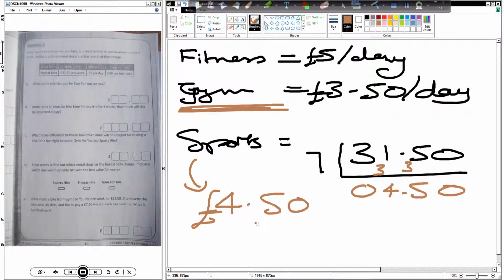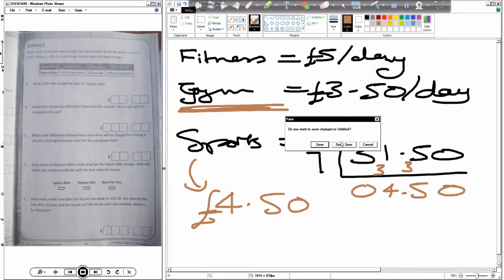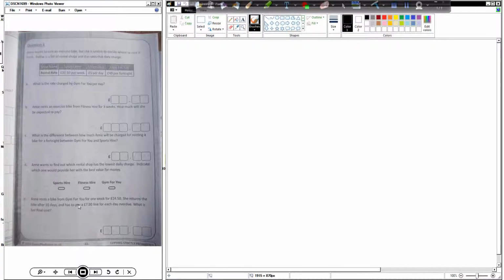Question E. Let's read the question first of all. Anne rents a bike from Gym for You for 1 week for £24.50. She returns the bike after 10 days and has to pay £7.50 fine for each day overdue. What is her total cost? So she rented it for 1 week. How many days in 1 week? 7. And so she had an extra 3 days of the 10 days. How many days does she pay fine on? 3 days. How much is the fine? £7.50 times by 3.